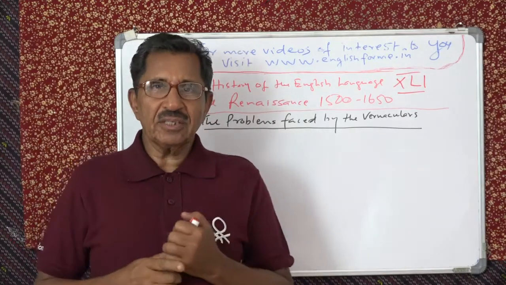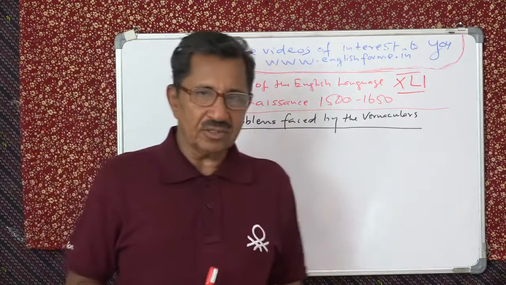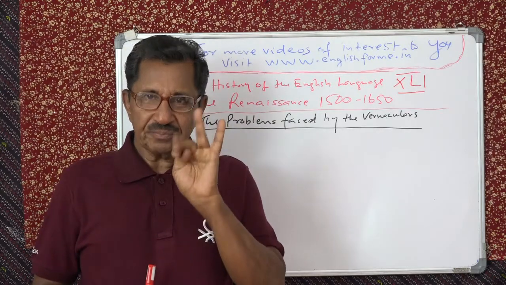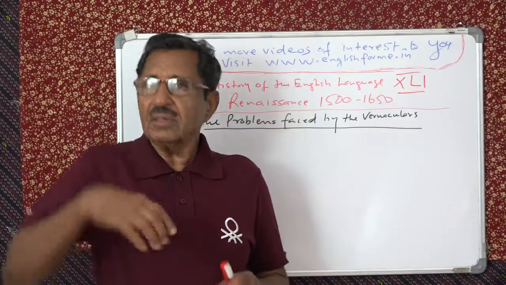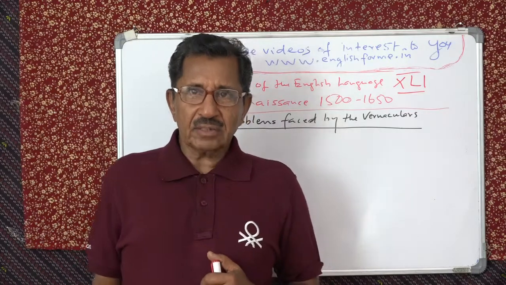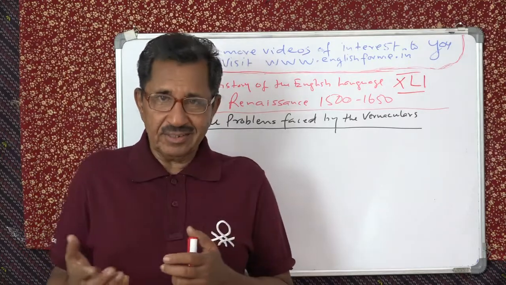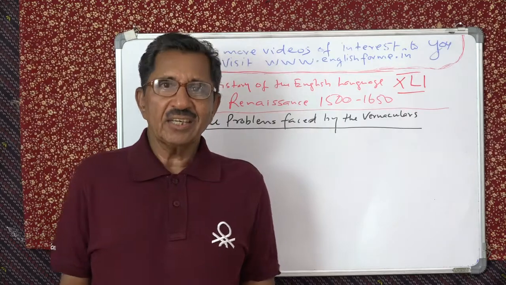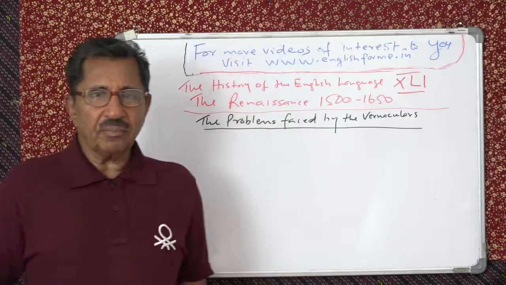As a result of this, the problems faced by vernaculars. Vernaculars, that is French, Italian and English. This vernacular means, when you contrast it with classical, you know it better. Classical languages are Latin and Greek. And the other languages descended from these, the popular languages, we can say. You can call it vernacular. Native of a place, the native language of a place.